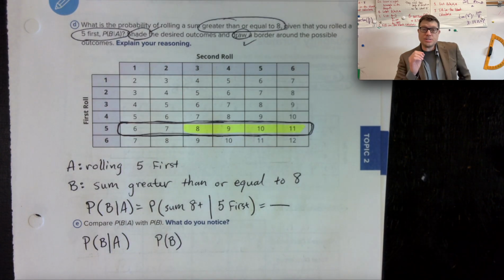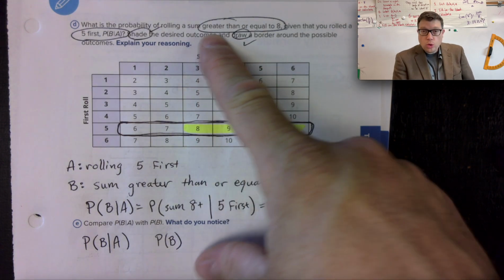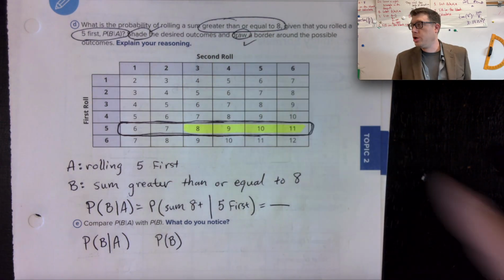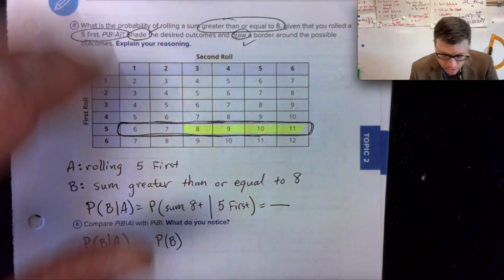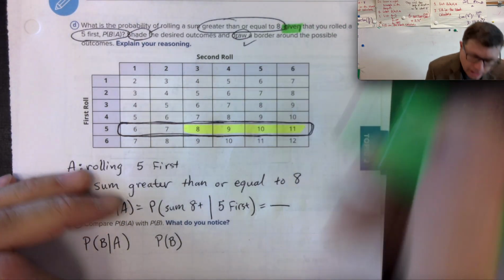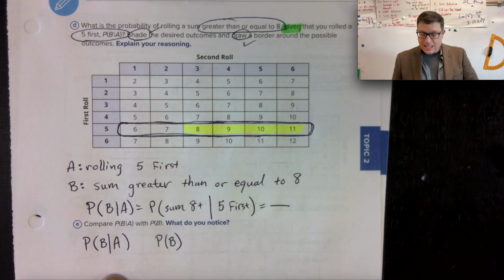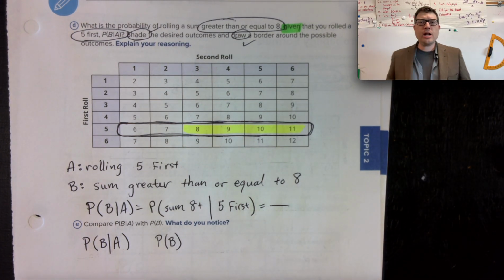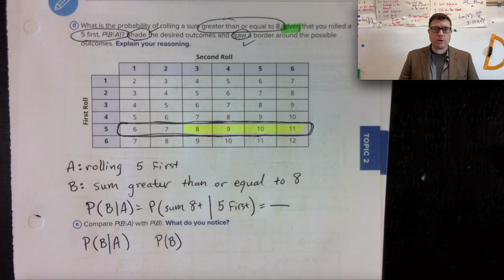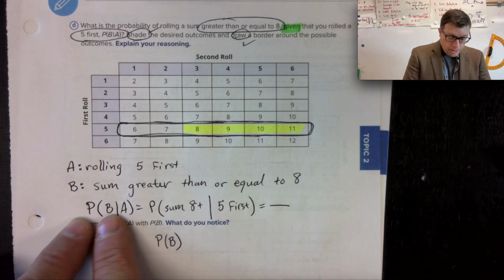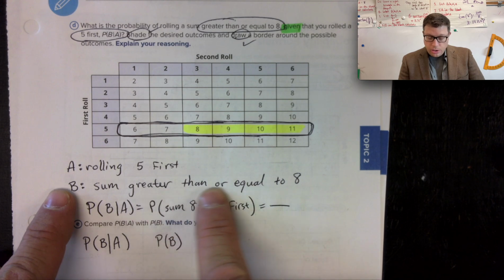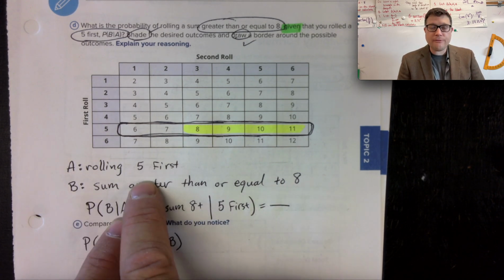So, our scenario, rolling a 5 first and getting a sum greater than or equal to 8. So our notation here is now the idea of given, and I want to call given as a vocabulary word to your vision. Given is our focus. Shade the desired outcomes and draw a border around the possible outcomes. Because of our structure of B given A, I should say it with the entire phrasing. The probability of getting a sum greater than or equal to 8 given rolling 5 first.